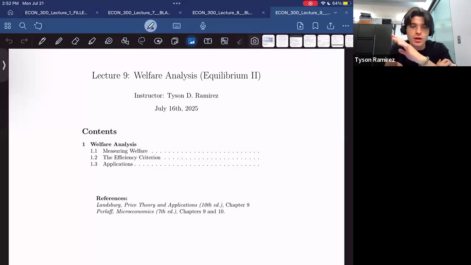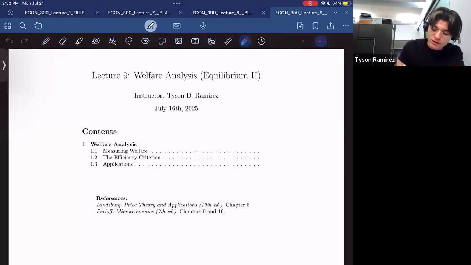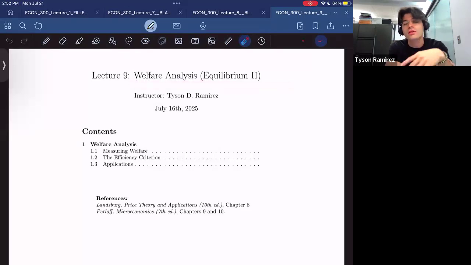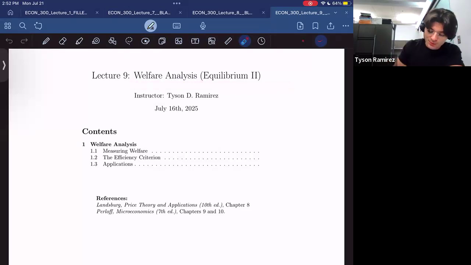This is the last lecture we'll have before our midterm. And today we're going to talk about welfare analysis. This is basically the last thing we need to talk about to address the full supply and demand models together. So let's begin.